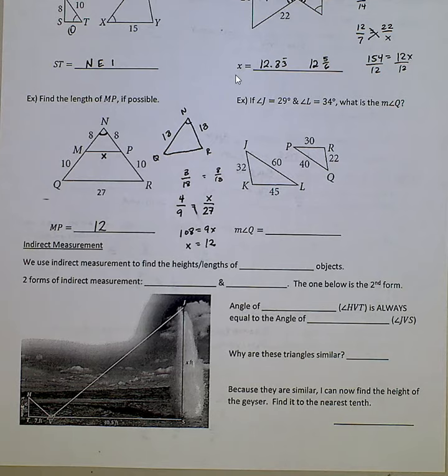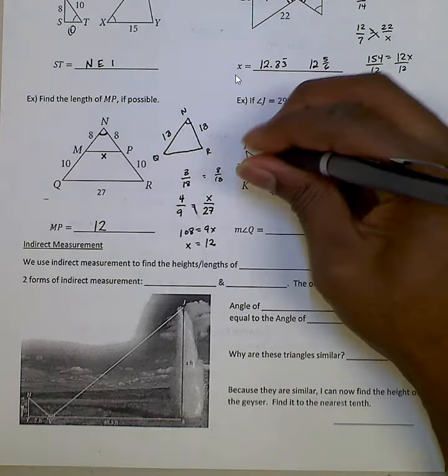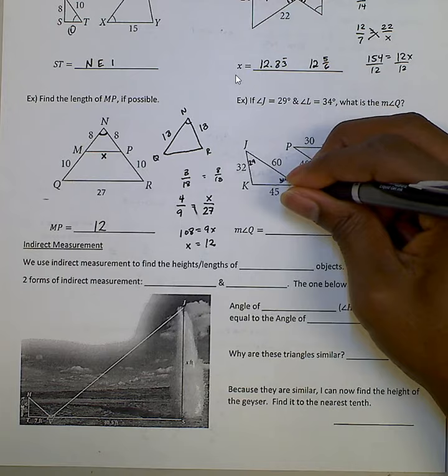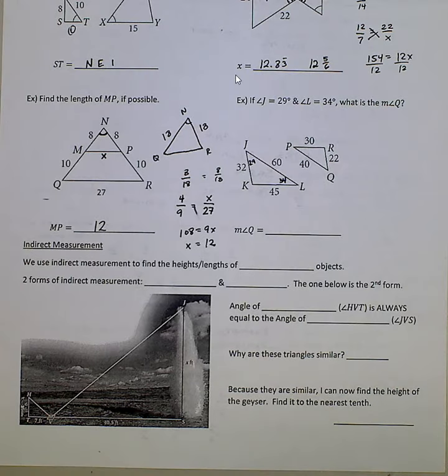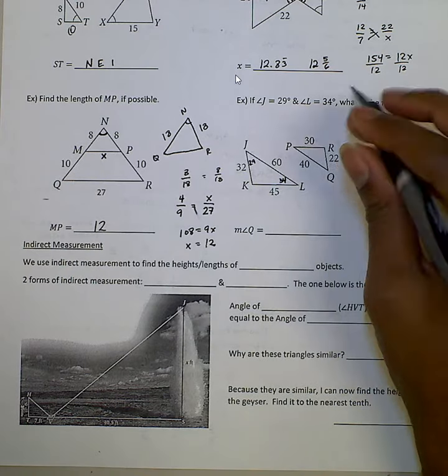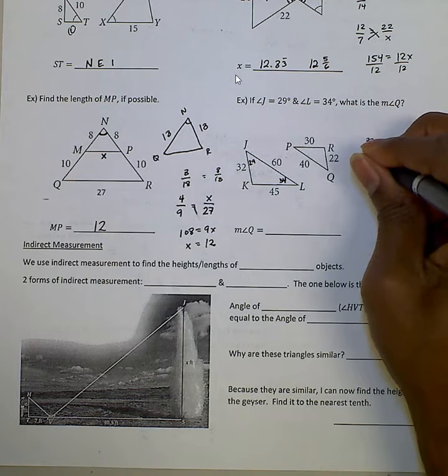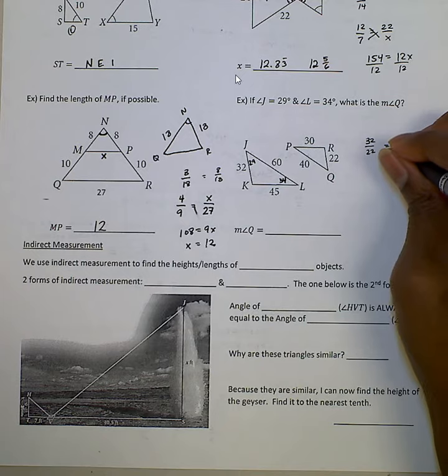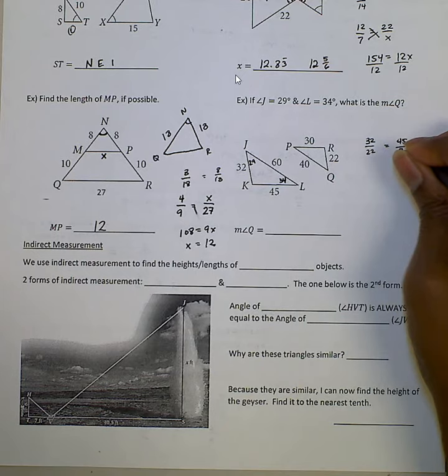Final question asks us for the measure of angle Q. Okay, they told us that the measure of angle J is 29. They told us that the measure of angle L is 34. They want us to find the measure of angle Q. Now, before we do any of that, we need to make sure that we prove that these two triangles are similar. So, again, I'm going to do small side over small side, so 32 over 22. I'm going to do medium side over medium side, so 45 over 30. I'm going to do large side over large side, which is 60 over 40.